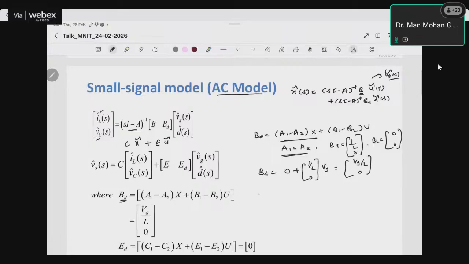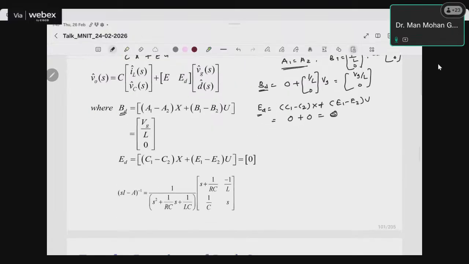Similarly, ED. ED is C1 minus C2 X plus E1 minus E2 U, right? So C1, C2 are the same in this case, so it is 0. Even E2 is also the same, so it is 0. So this ED comes out to be 0. So we got the value of BD and ED, right? Now the next step is to find out the transfer function.